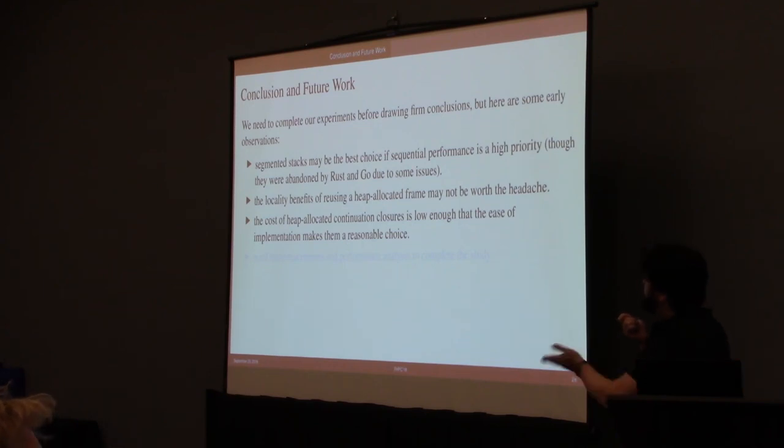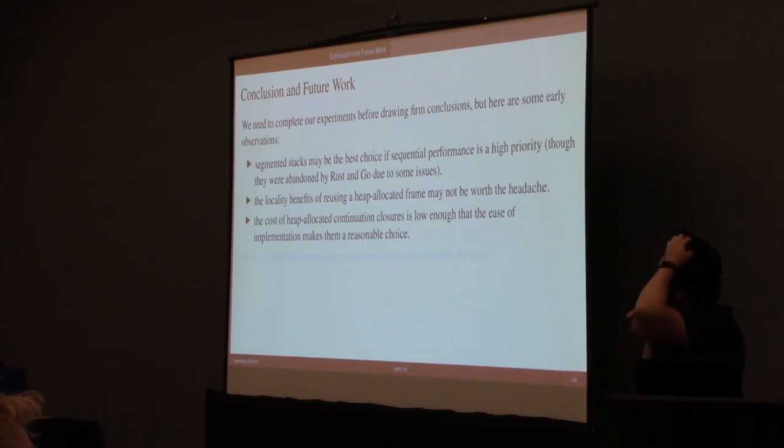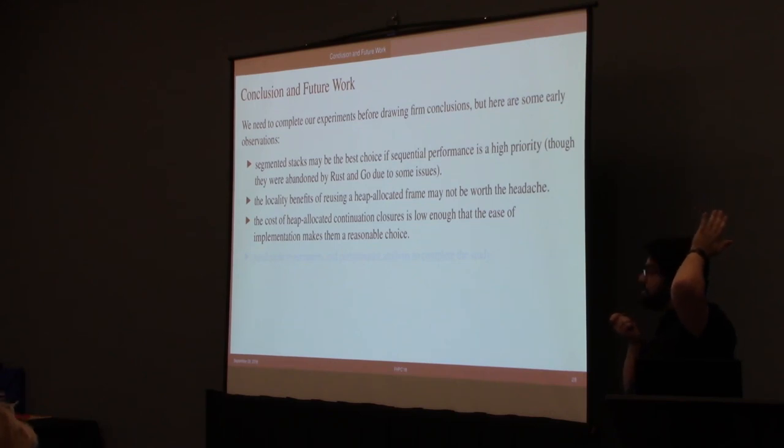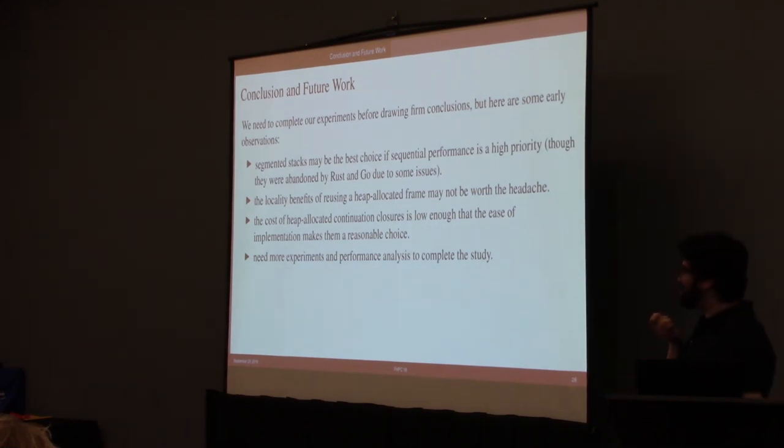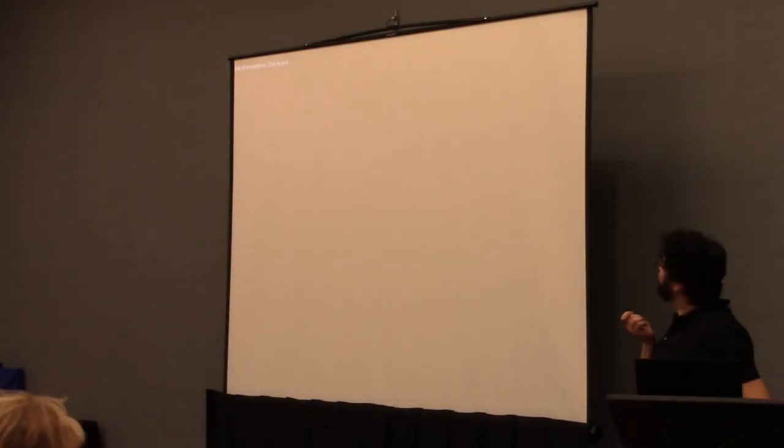So heap allocated continuation closures are pretty low. They're not super low for a lot of the recursion heavy tests, but it seems like a good choice if you just want to get going as easily as possible. But of course, we still need more experiments and we need to gather more data to finish this study. That's it.